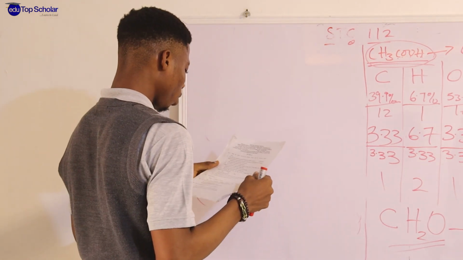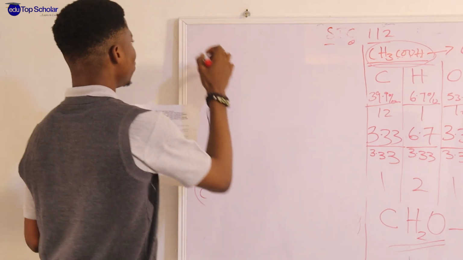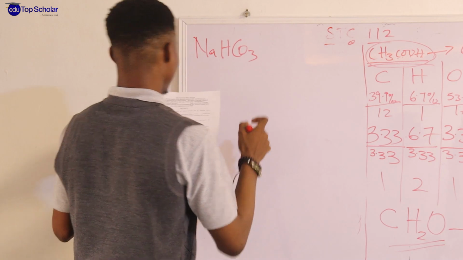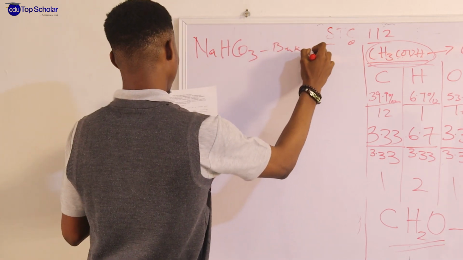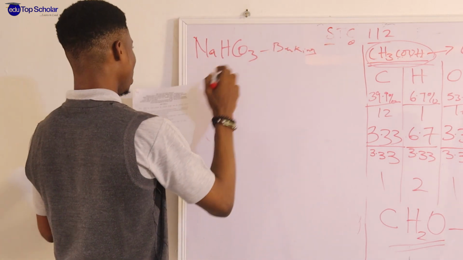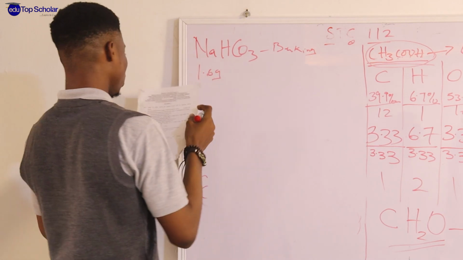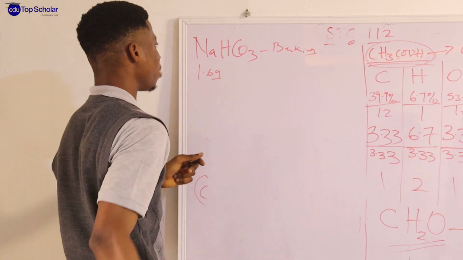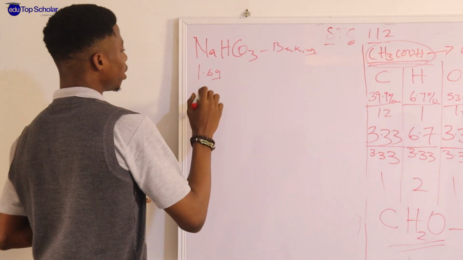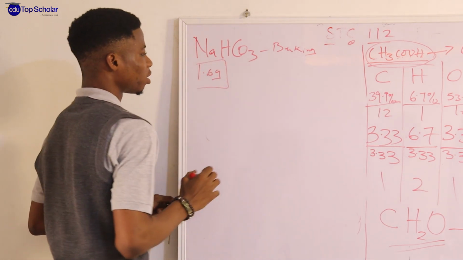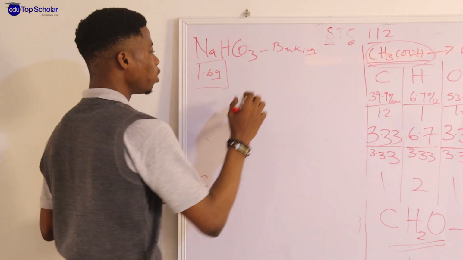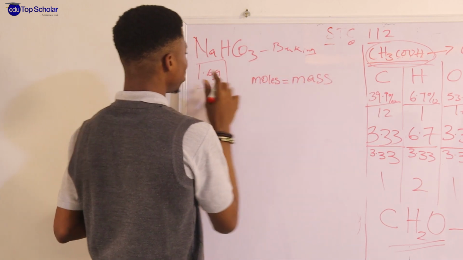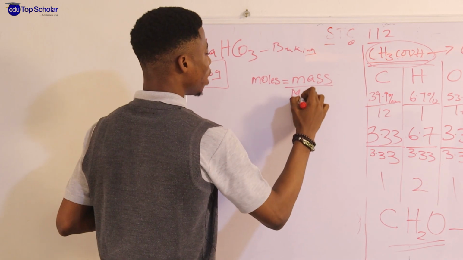So now we are given sodium hydrogen carbonate, which is our baking soda, NaHCO3, and it requires 1.6 gram of baking soda to bake a cake. So we're asked to calculate the number of moles of sodium hydrogen carbonate, the baking soda used to bake a cake. Now we have been given the mass. To calculate the number of moles, the formula is moles equals mass, the actual mass, which is what we have been given here, over molar mass.